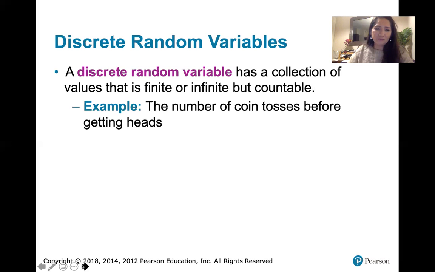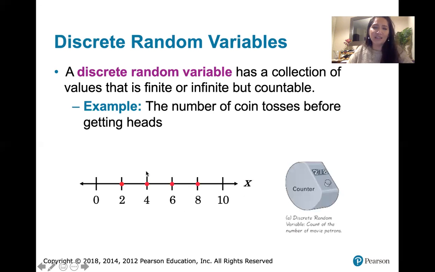Now, if I wanted to visualize a discrete random variable, what I would see is a number line that maybe looks like this number line here. You would have distinct points graphed on that number line.